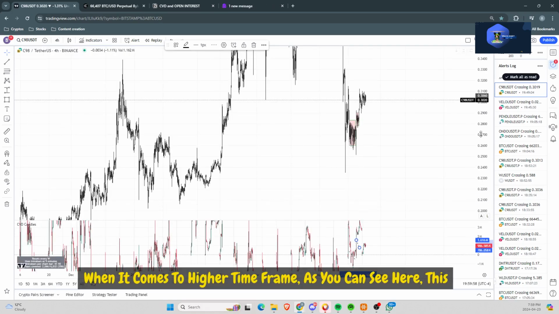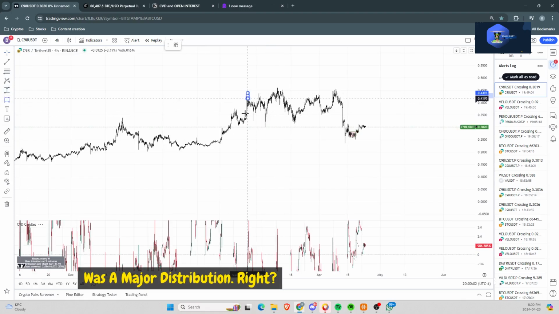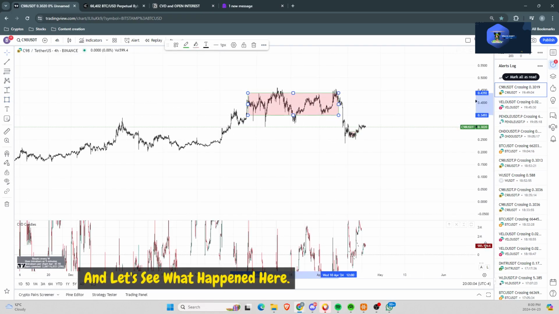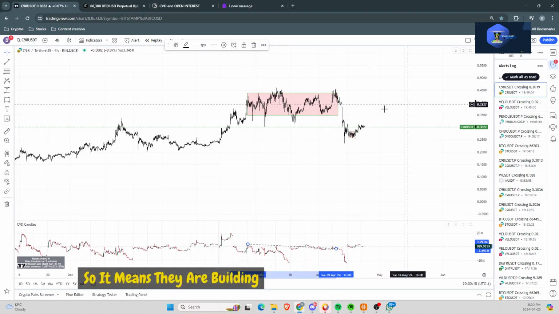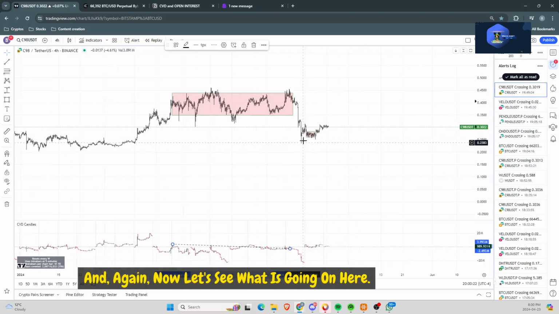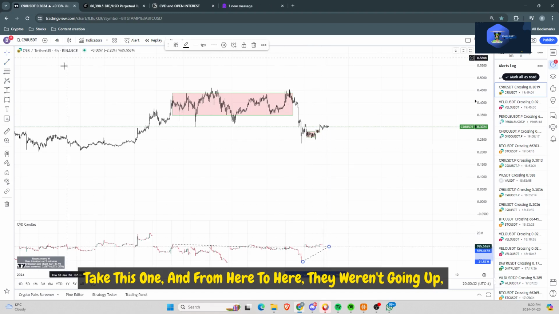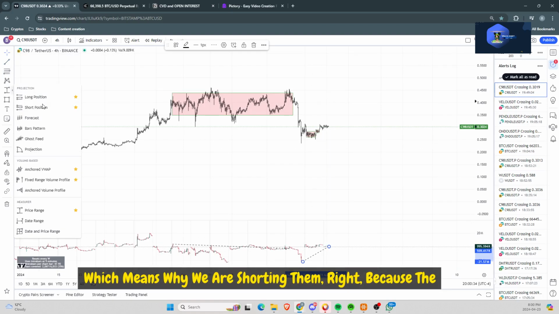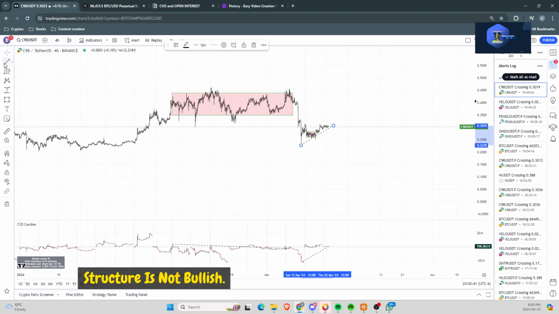Okay, so on the higher time frame, as you can see here, this was a major distribution, right? And let's see what happened here. As you can see, it declined, so it means they were building short positions, and then they dumped, right? And again, now let's see what is going on here. From here to here, they were going up, which is why we're shorting them, right? Because the structure is not bullish.